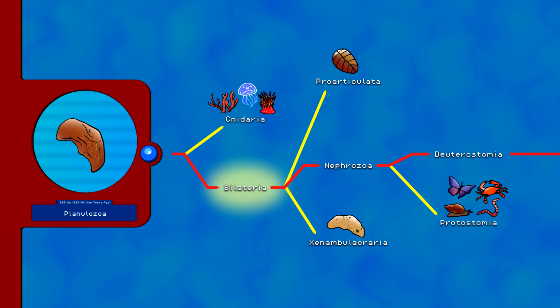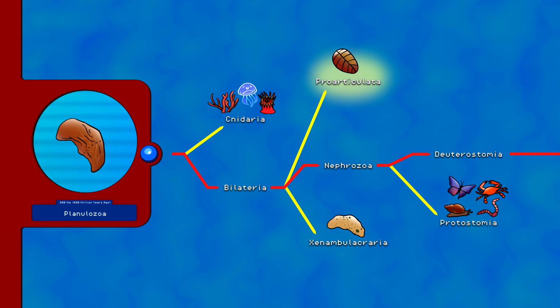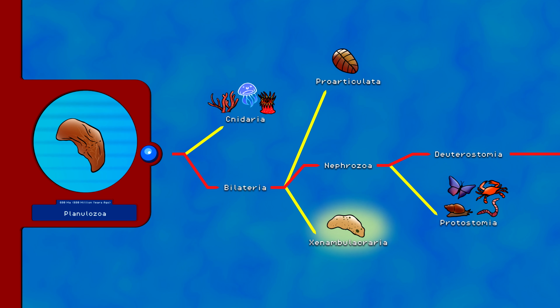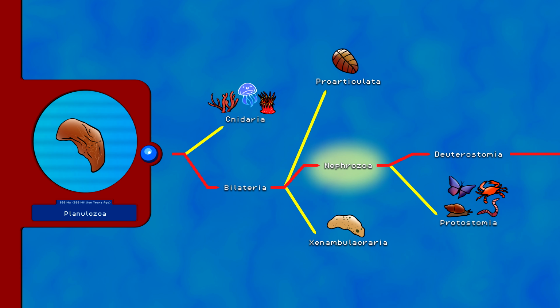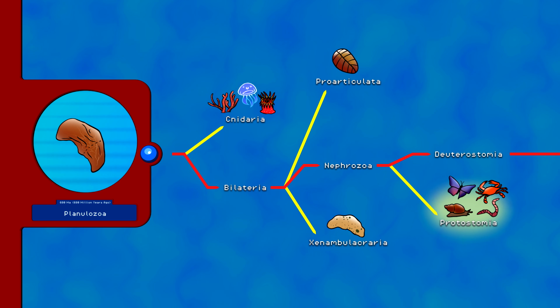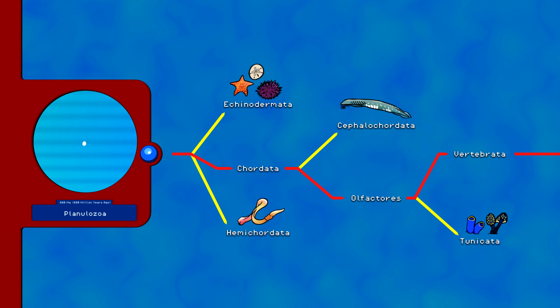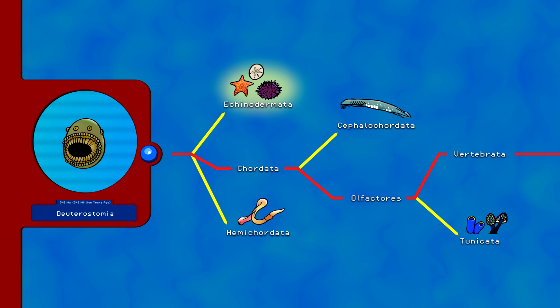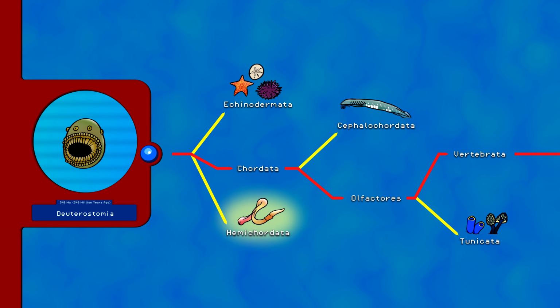After the appearance of bilaterians, there was another split, separating the phyla Proarticulata and Xenocoelomorpha, which includes acoel and other worms, and the clade Nephrozoa. Nephrozoa is also a major branching point, because it split off into Deuterostomia and Protostomia, the ancestor of mollusks, arthropods, and annelids. The earliest known deuterostome is called Saccorhytus, and it looks like a living nightmare. Anyway, around 540 million years ago, Deuterostomia branched into Chordata and Ambulacraria, which includes Echinodermata, the starfish, sea urchins, sand dollars, and sea cucumbers, and Hemichordata, which contains acorn worms.